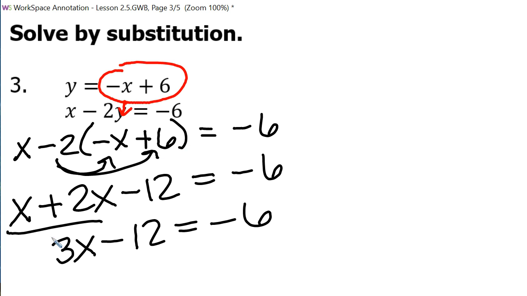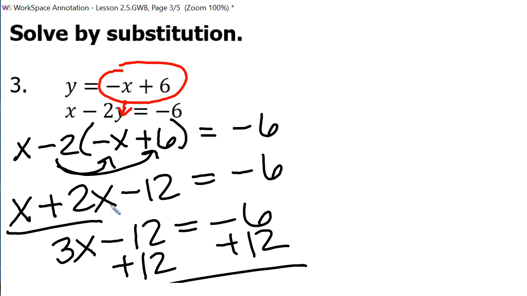What's next? Add 12 to both sides. So 3x equals, what's negative 6 plus 12? 6. Divide both sides by 3, what does x equal? 2. There is half of the answer.